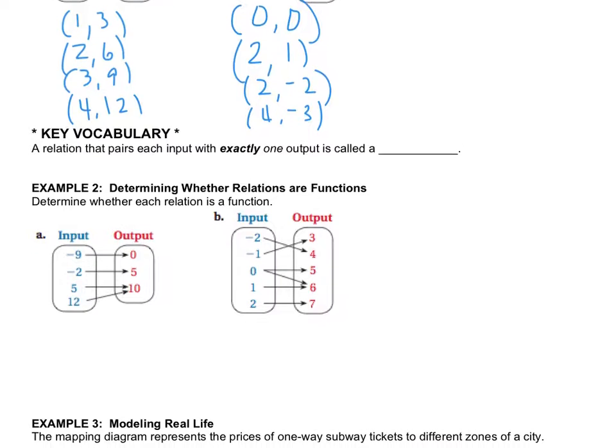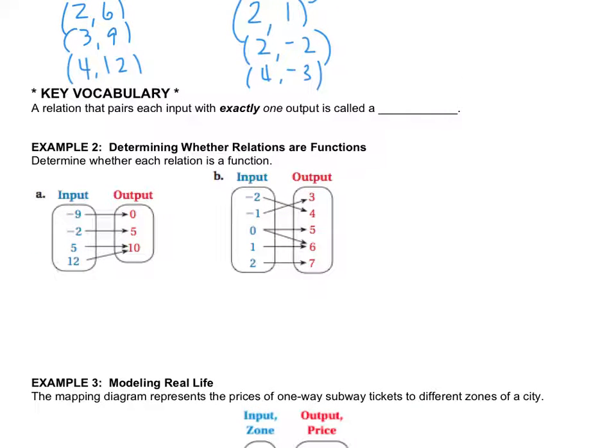So key vocabulary. Something that we would refer to as a relation, where each input has exactly one output, and it's very important that we understand that in a moment, is called a function. So what does that mean? Each input, which are our x values, has exactly one output, or y.